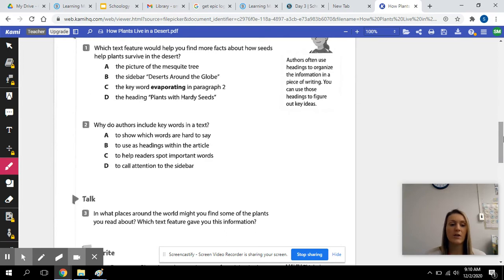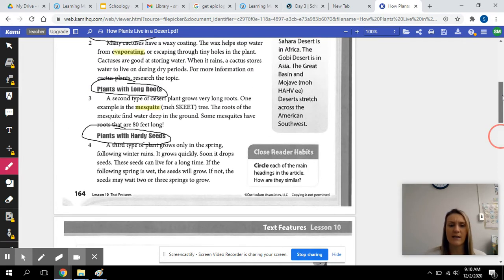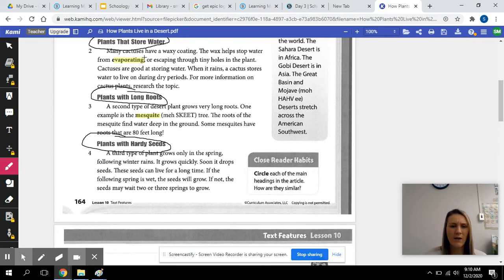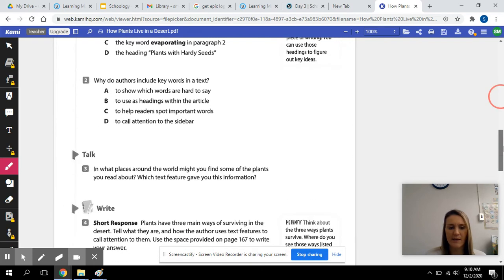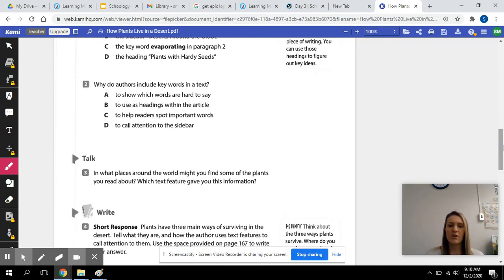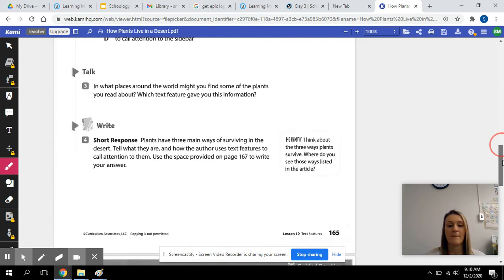My next question. Why do authors include keywords in a text? So these keywords, why do they include these in the text? A, to show which words are hard to say. B, to use as headings within the article. C, to help readers spot important words. Or D, to call attention to the sidebar.